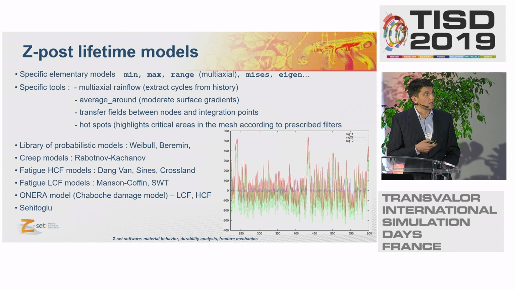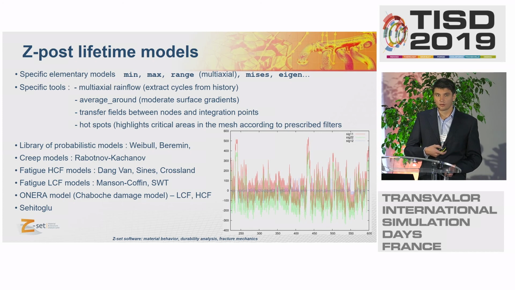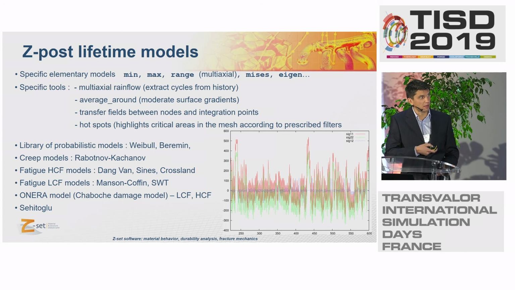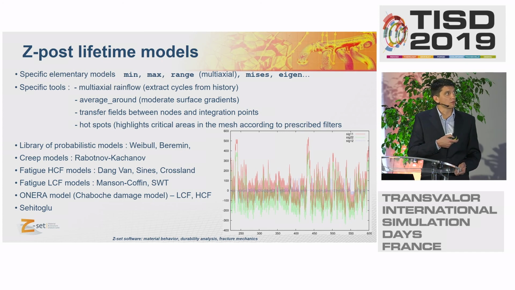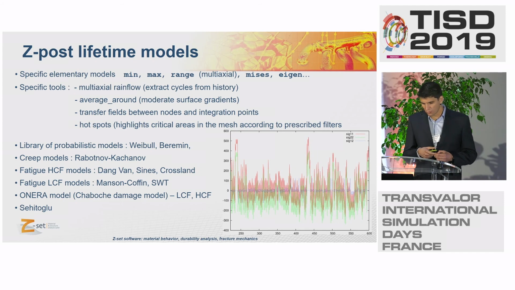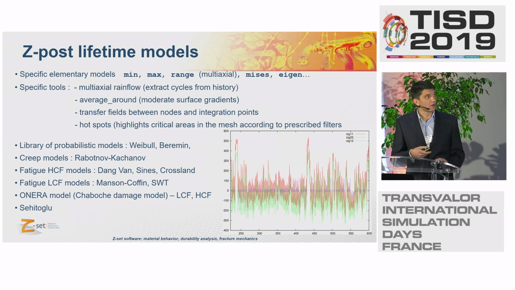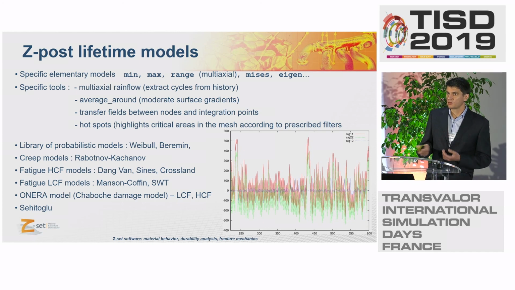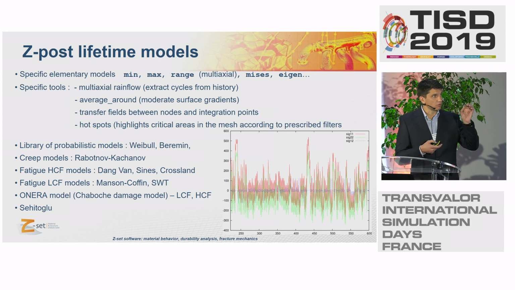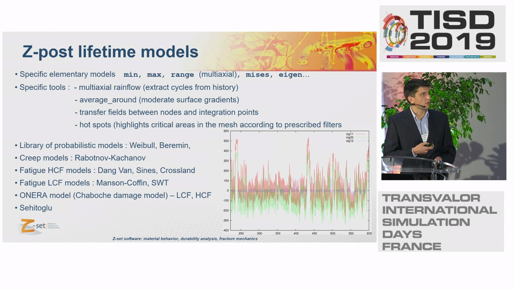It allows to calculate cycles. For example, here you have very complex history. You have to be able to calculate cycles, extract them, and distinguish between big cycles and small cycles. And also average sometimes responses to smooth surface gradients. You want to be able to transfer fields between nodes and integration points easily, because sometimes you have to bear this information to focus on the hotspots in your structure.